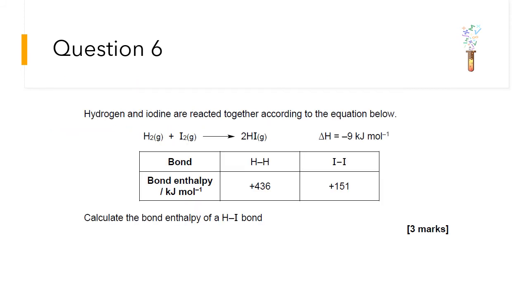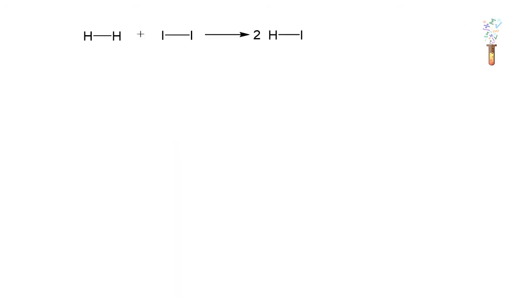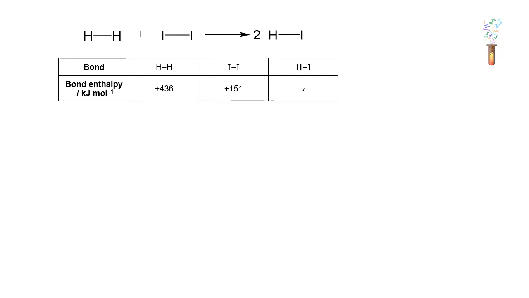Question 6 is a bond enthalpy question. So whenever you get a bond enthalpy question, the first thing you need to do is draw it out. So draw out the bonds. Have a look at that data you've been given, and we're being asked about this bond here. So I've added it to my table with the value x. And then I've reminded myself of the calculation. Bonds broken minus bonds formed.